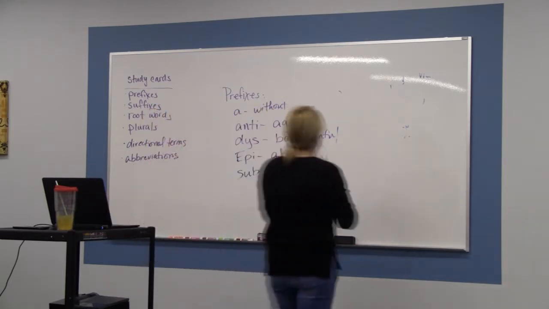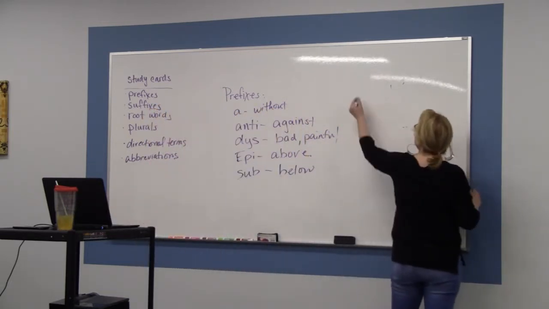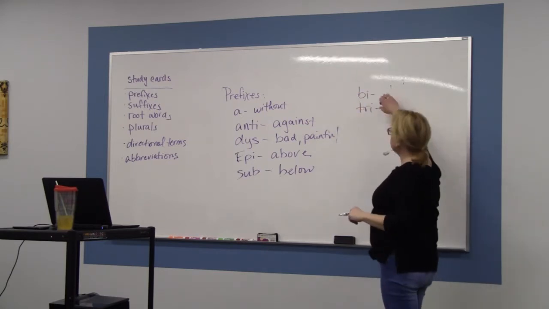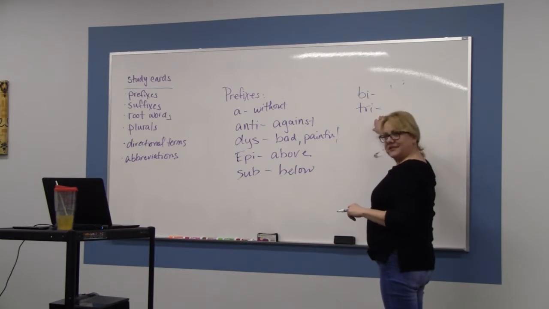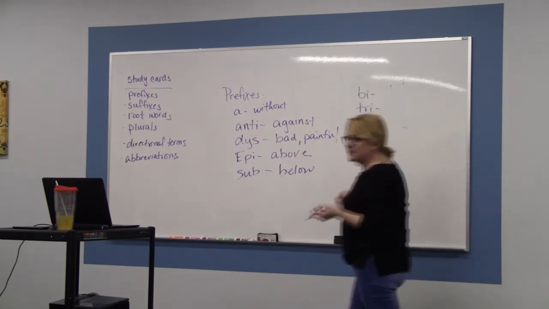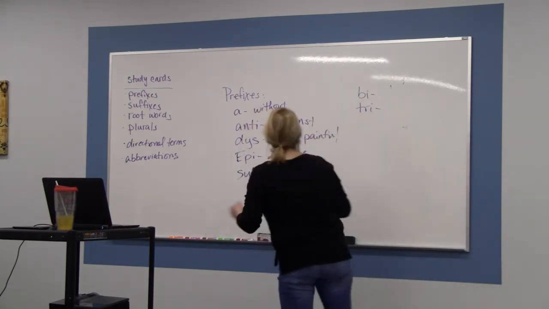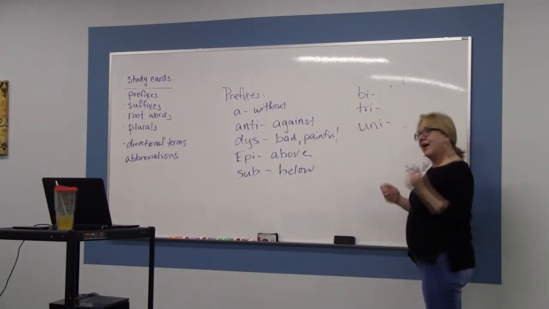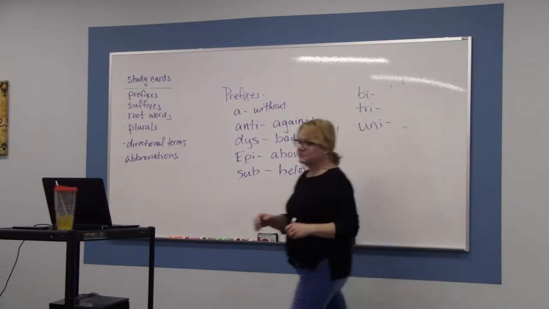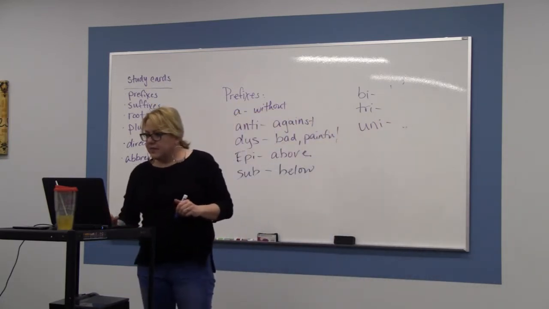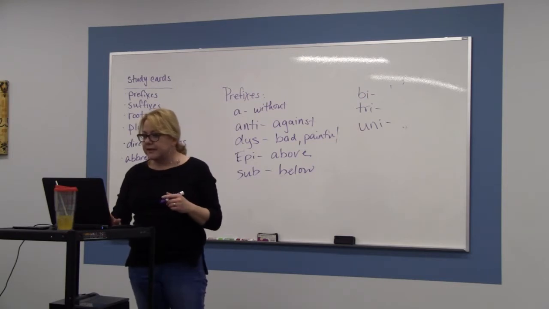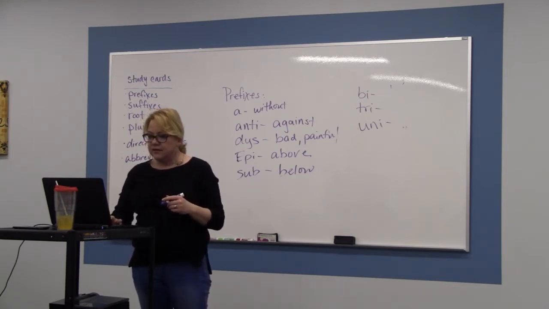There's measurement prefixes like bi, tri, right? How many wheels does a bicycle have? How many wheels does a tricycle have? Okay, that's pretty easy. How many wheels does a unicycle have? One. That's right. Okay. Pre and post, that's pretty self-explanatory. See if we got any other exciting ones here.